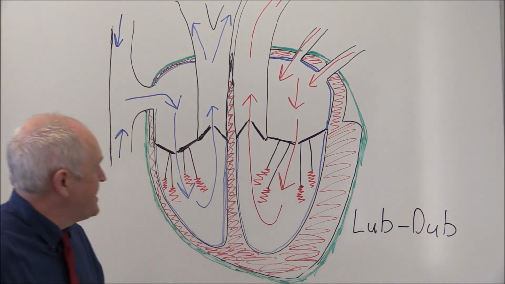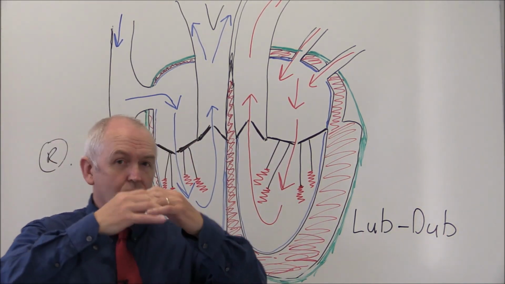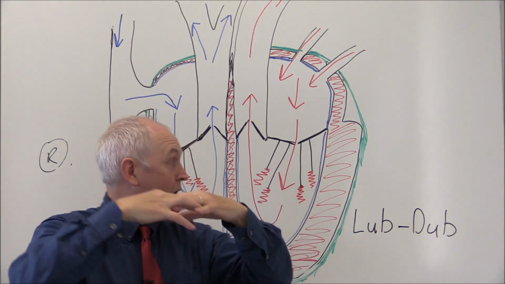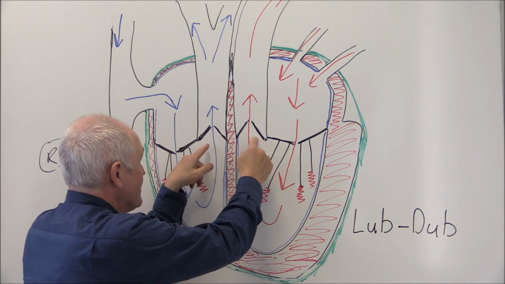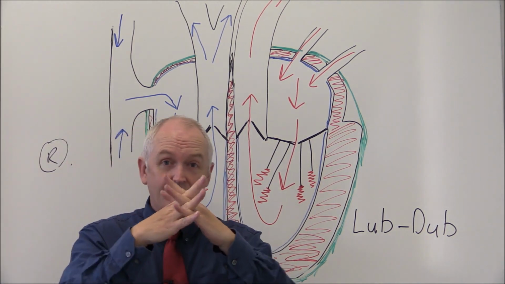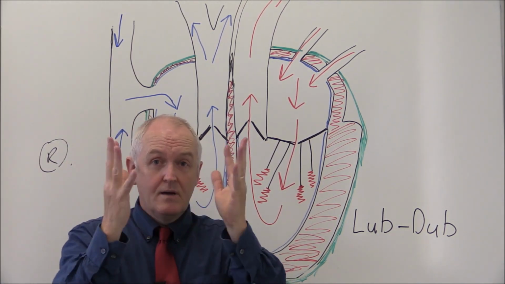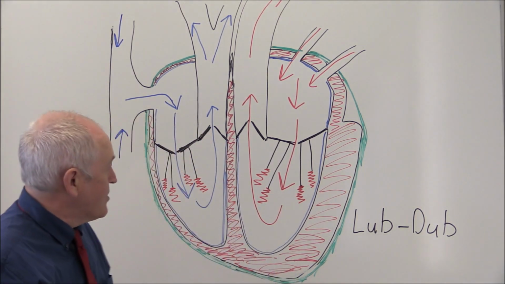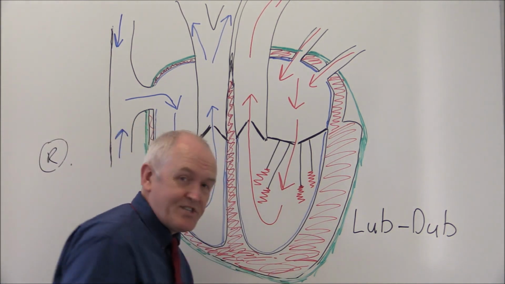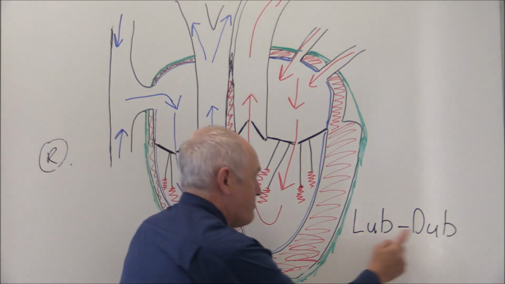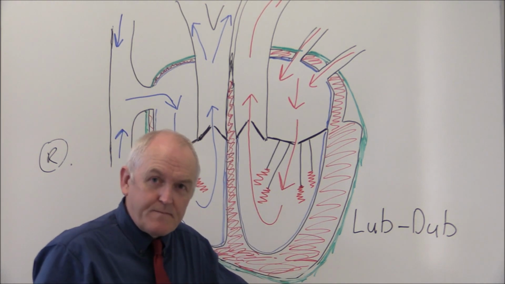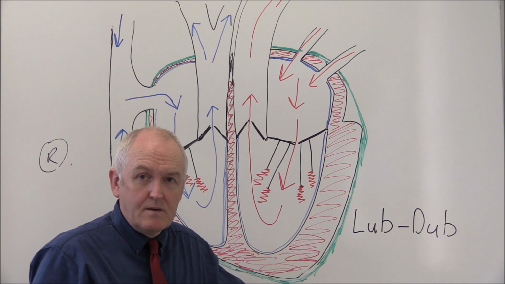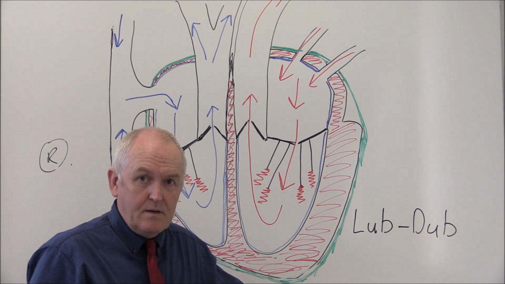So atrioventricular valves are going to go lub, lub, lub. But the arterial semilunar valves are going to go dub, dub, dub. So collectively, what we have when you listen with your stethoscope is a lub dub and then a pause. So the sound of a normal heart, we would get lub dub, lub dub, lub dub.